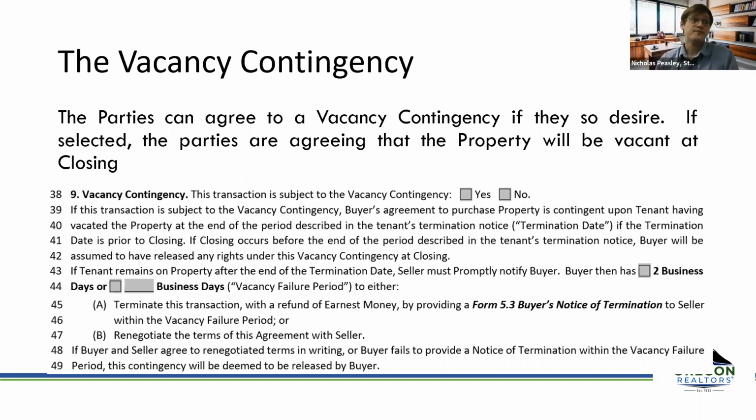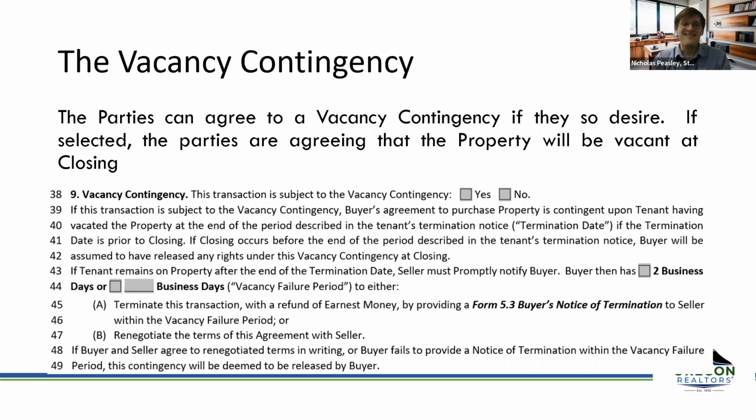The buyer, if there is a tenant still on the property, will have 2 business days to either terminate the transaction with a refund of the earnest money within the vacancy failure period, or they can renegotiate the terms. So you're supposed to have vacancy at closing. The vacancy didn't happen. Buyer gets 2 days to choose. Do I terminate and just walk, or do we talk it over? Do we figure something out? If the buyer and the seller agree to renegotiate terms in writing, wonderful. That means the buyer has released the vacancy contingency period.